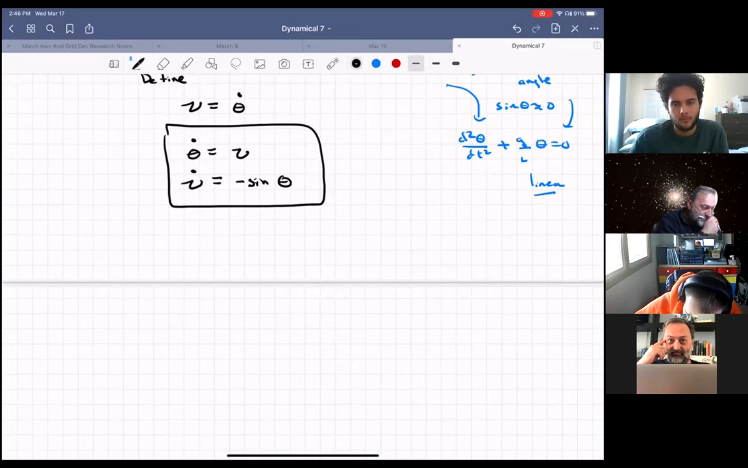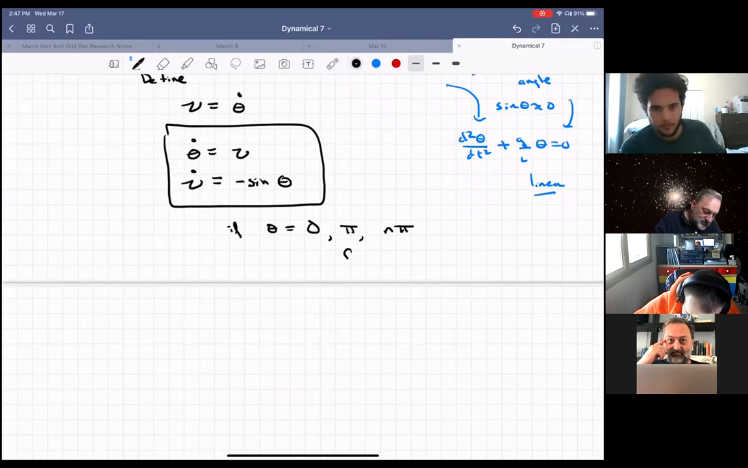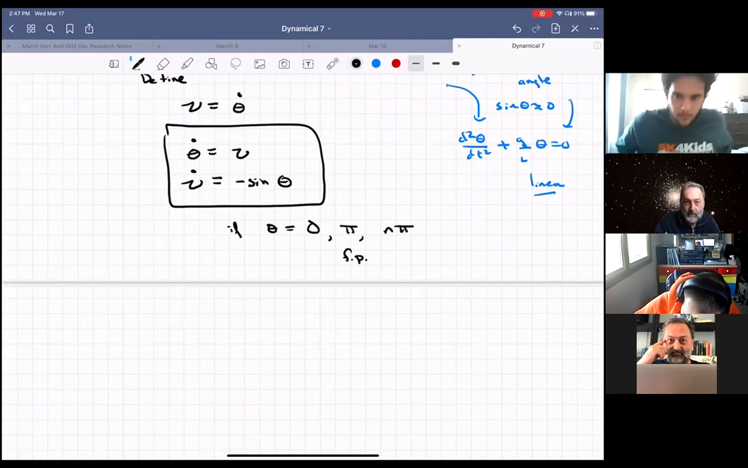Now, if theta is 0 or pi, or basically n pi, we have fixed points.